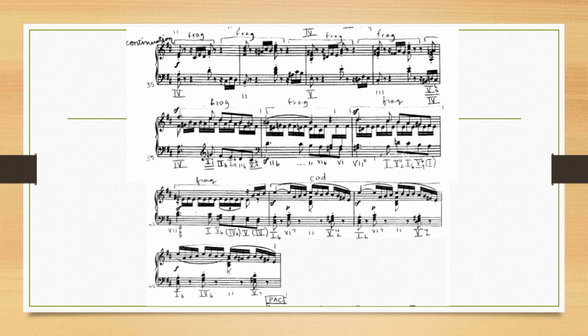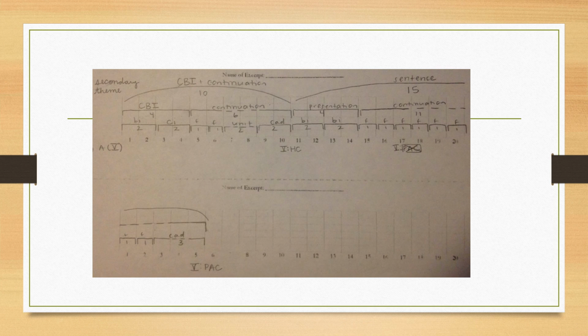Okay, so there's our secondary theme, and here is a look at the secondary theme in graphing form. As we have established, we have a CBI plus continuation that begins the secondary theme and a sentence that ends it. If you look at the continuation piece of the sentence, you can see that there is some adding that occurs, and there is also a PAC that is evaded.